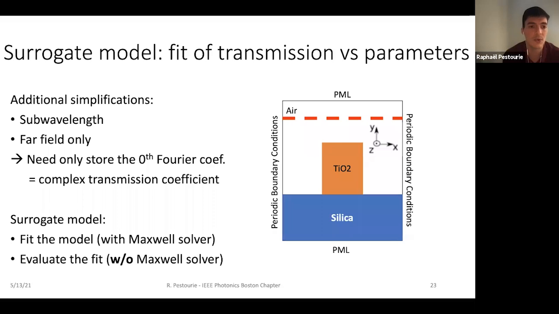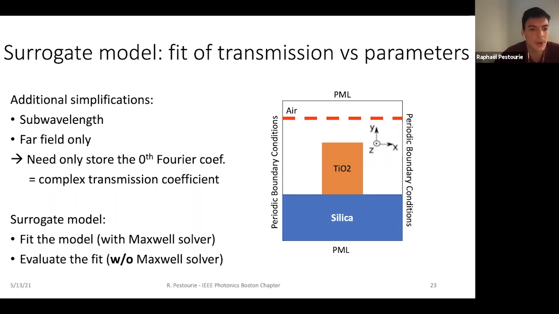If your unit cell is subwavelength, and you're interested in some physical property in the far field, then the whole field on the dotted line can be summarized by a single complex number, which is the complex transmission coefficient, or the zeroth order Fourier coefficient of the field here. And so what you can do is, instead of solving Maxwell's equations millions of times, you fit a surrogate model. The surrogate model is basically a very fast model that initially doesn't really know about Maxwell's equations, but you teach it to the model.